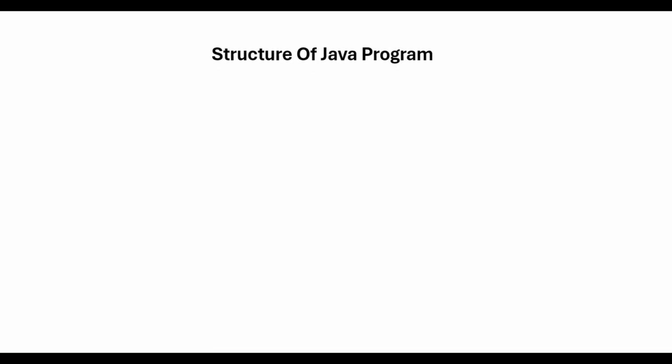Generally, a Java program consists of a class. So how do we declare a class? First we have to write public, then the class keyword. After that we have to write the class name. As of now, consider the class name is First. First is the class name. Then we have to write the main method.